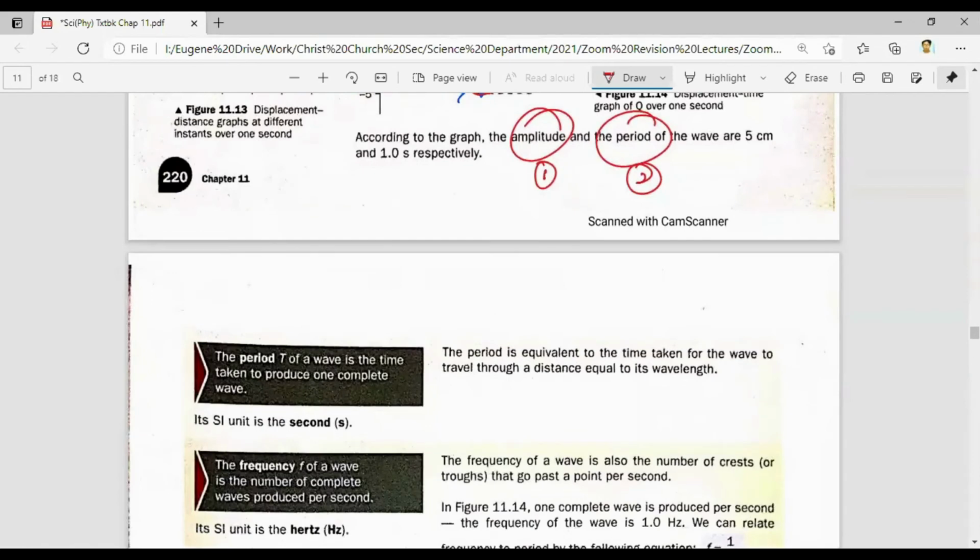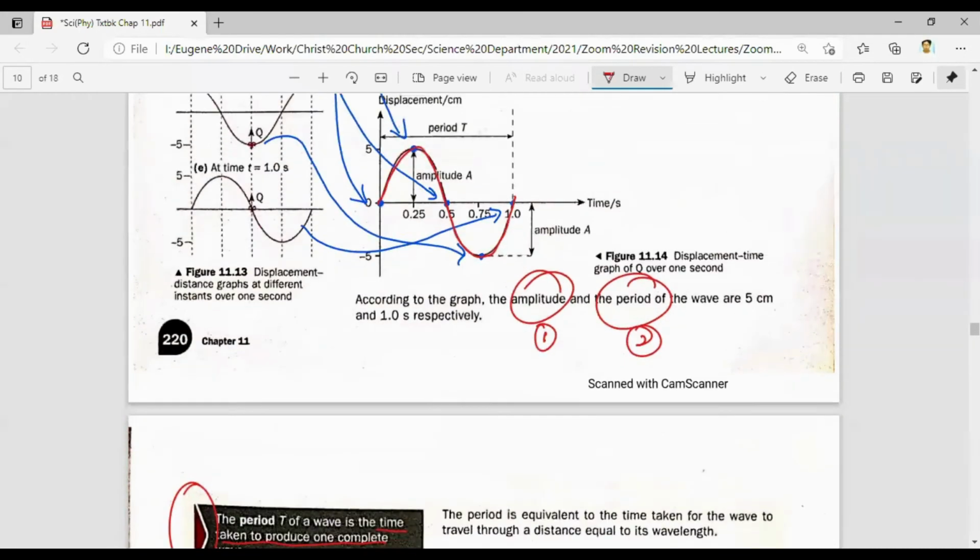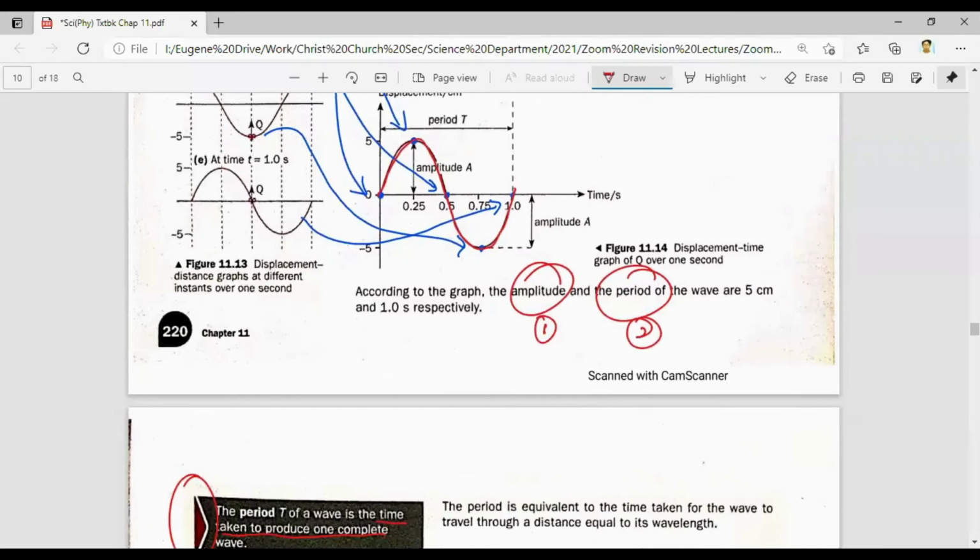This is where the next definition comes in. The period of a wave is the time taken to produce one complete wave. So can you see this red color is one complete wave? Because I track it along with time, I know that one complete wave takes 1 second.